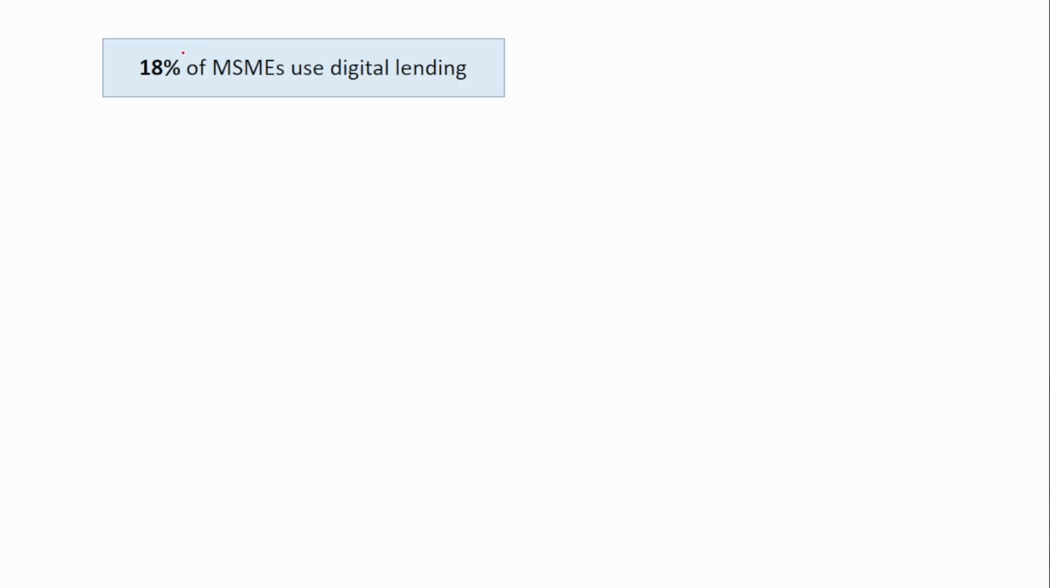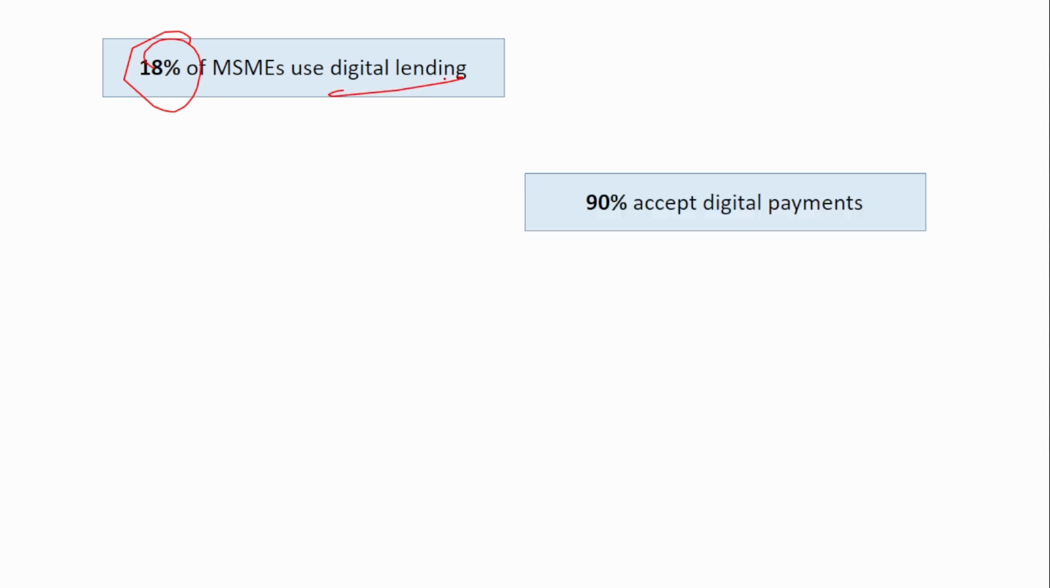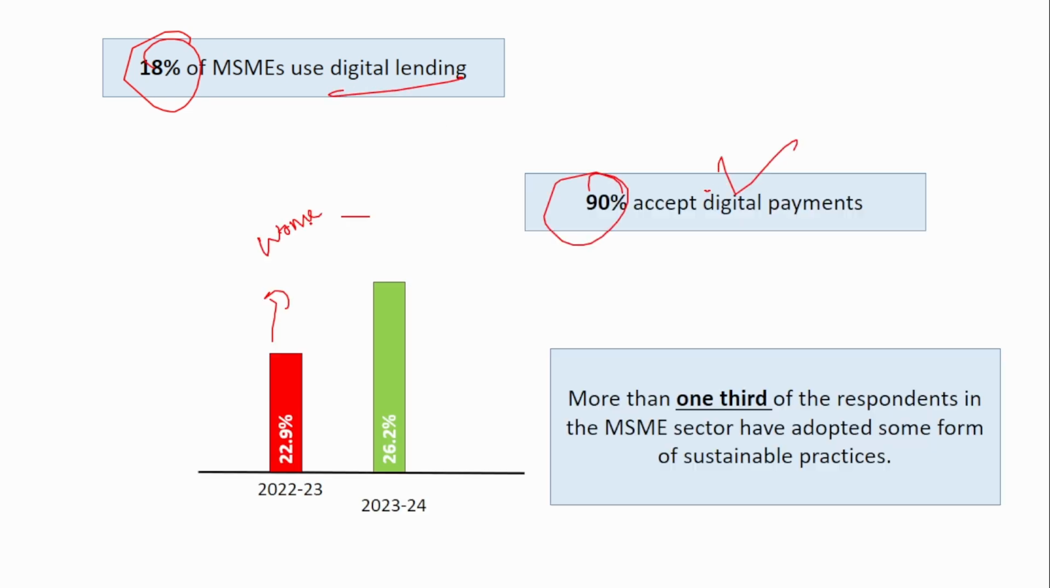Next, if you see, 18% of the MSMEs use digital lending and 90% accept digital payment, which is a very good number. In financial 23, around 22% of MSMEs were women owned, and in 24 it has increased to 26%. Okay, from 22% owned by women, it has increased to 26%, which is very good because it is more than 10% improvement. And also more than 1/3 of the respondents in the MSME sector have adopted some form of sustainable practices.